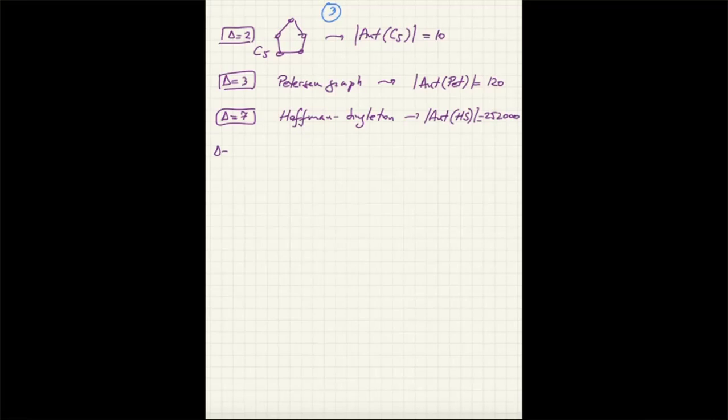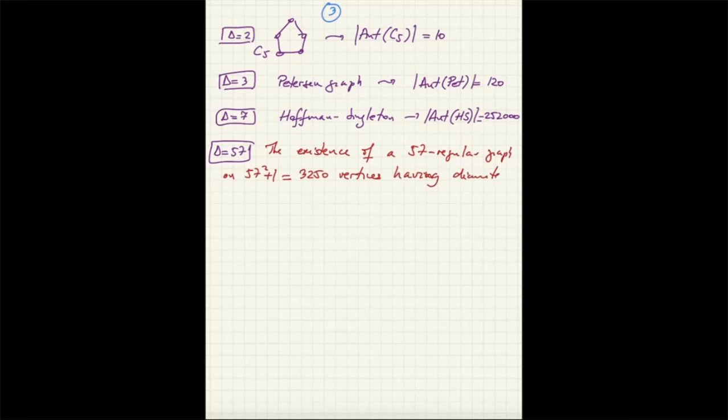Now, in the case of delta equals 57, let's just start by saying that the existence of such a graph, a 57-regular graph on 57 squared plus 1, which is 3,250 vertices, having diameter 2, is unknown. So this is an open problem, one of the most famous open problems in algebraic and graph theory, in combinatorics in general.